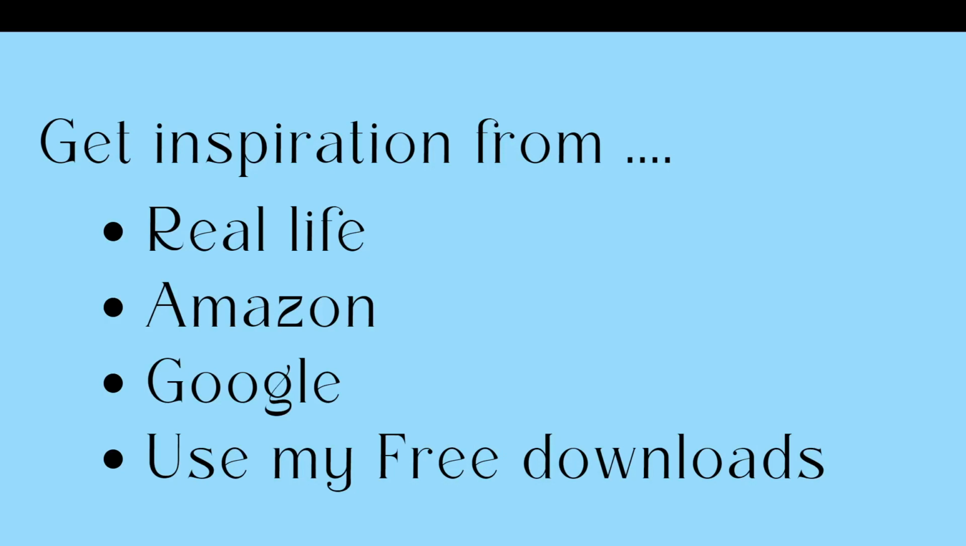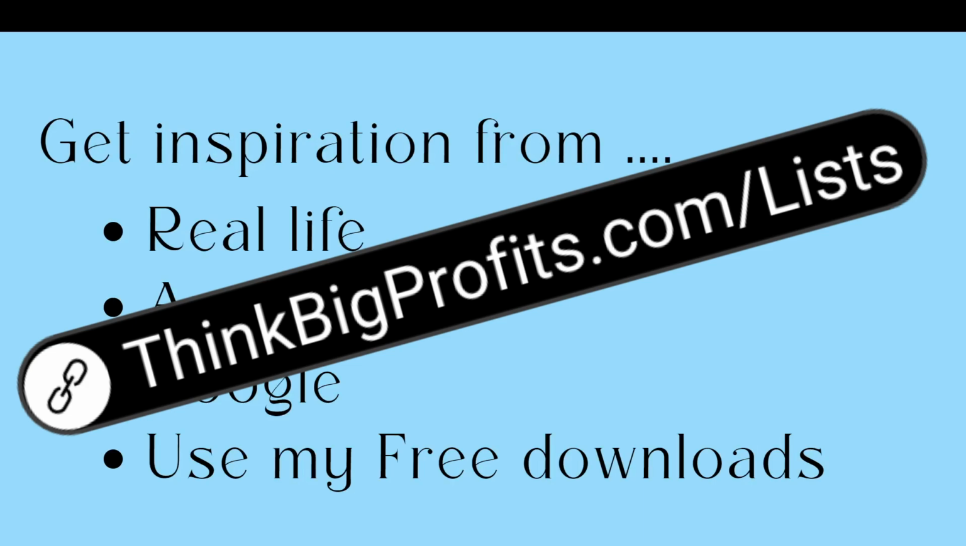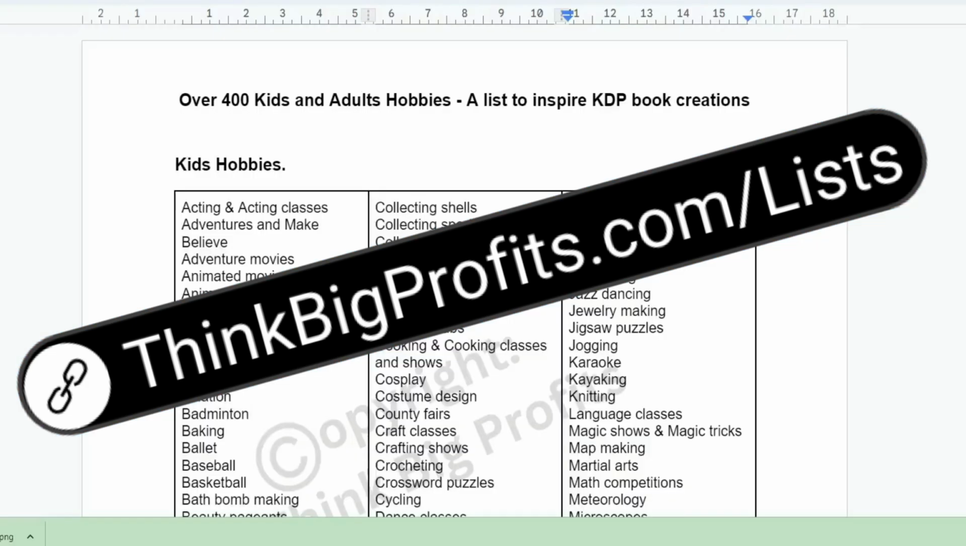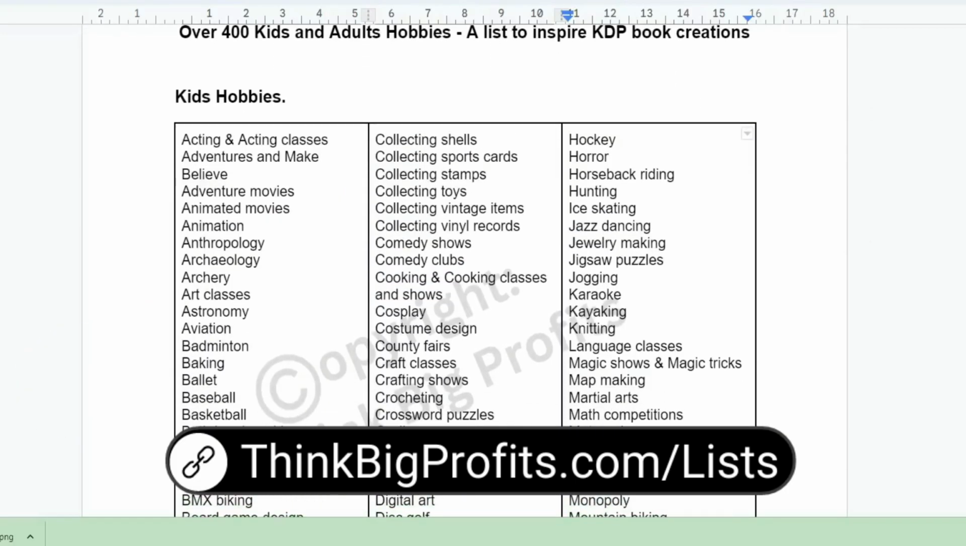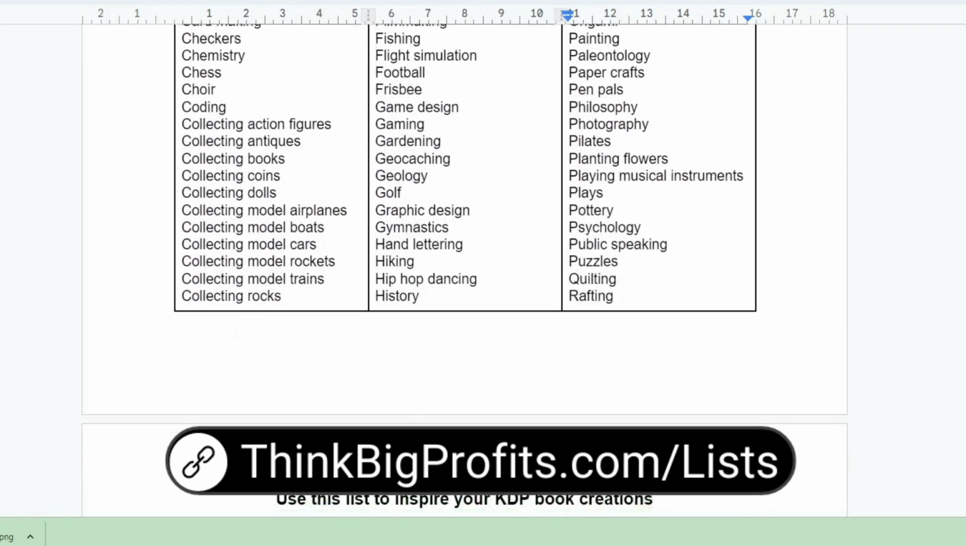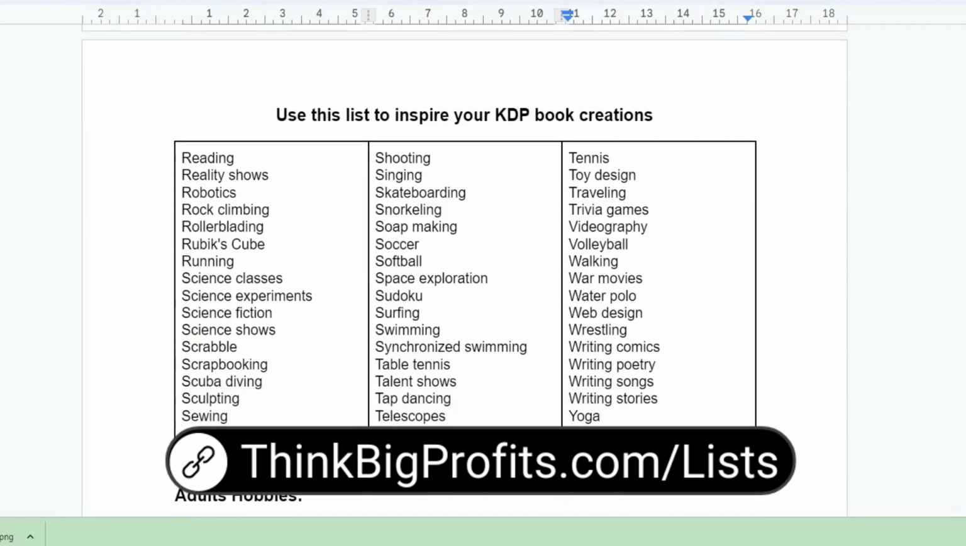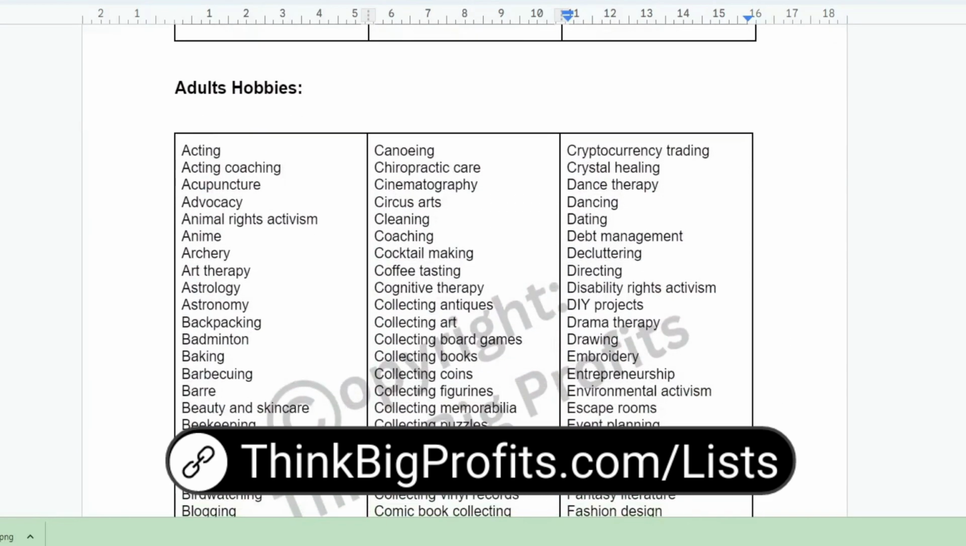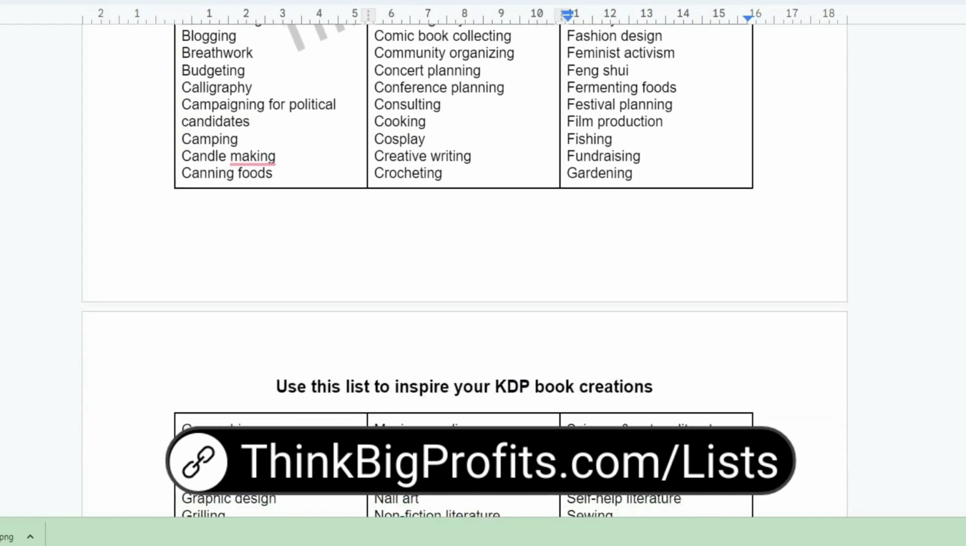And you can use my free downloads. I've made some free downloads on my website, thinkbigprofits.com, which will give you ideas on things like hobbies. There's a huge list. I think it's 400 plus hobbies that kids and adults have. So that's just one of the lists on my website that you could download. And that will give you lots of ideas as well if you just feel stuck as to who you want to make a book for.